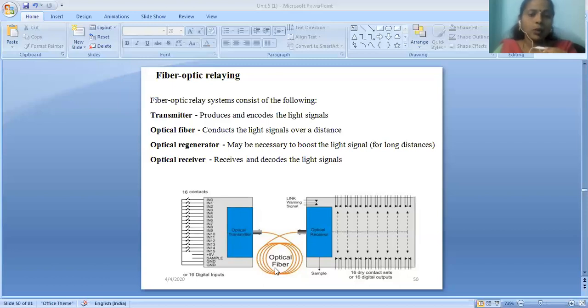Since it moves over a long distance, the optical regenerator is going to boost the degraded signals which have traversed via a long distance, and the optical receiver at the end is going to receive and decode the light signal. So the transmitter encodes the light signal, whereas it is decoded into an electrical signal by means of an optical receiver.